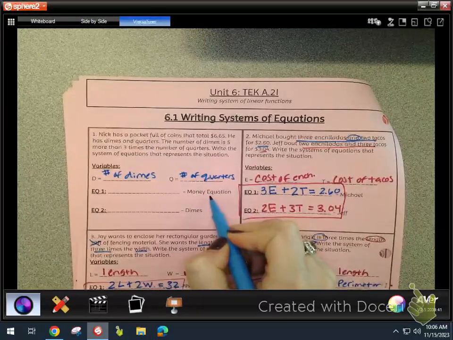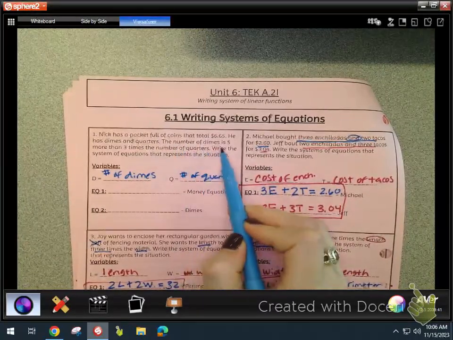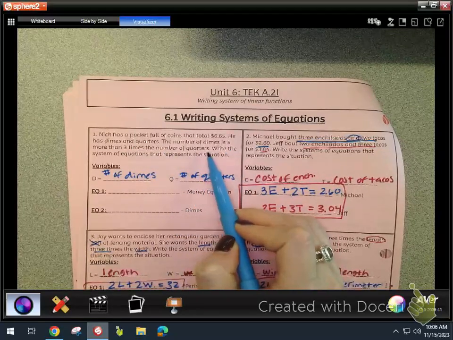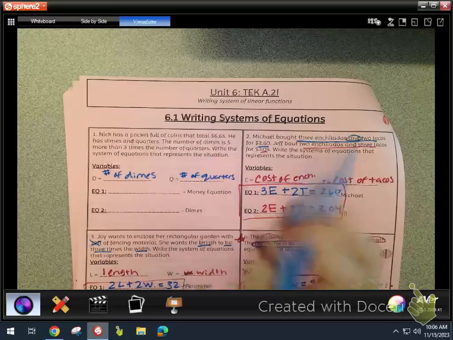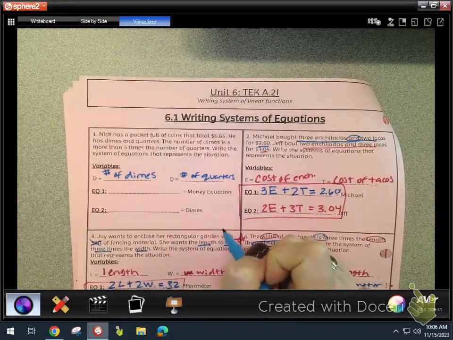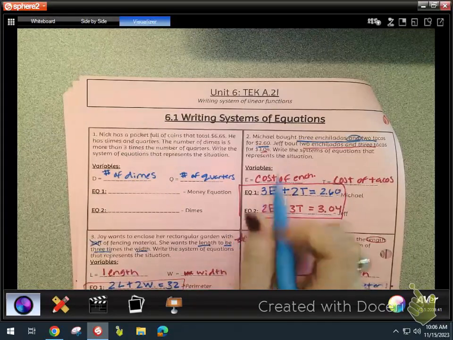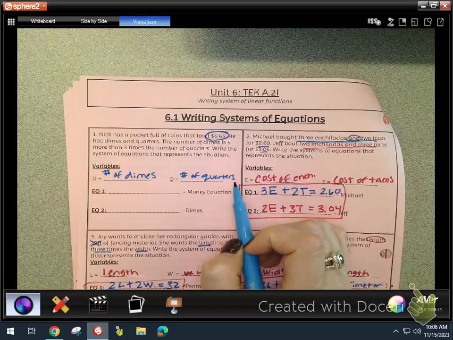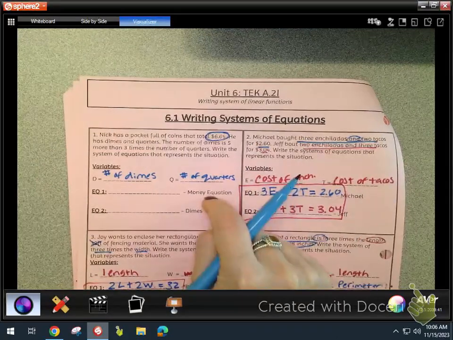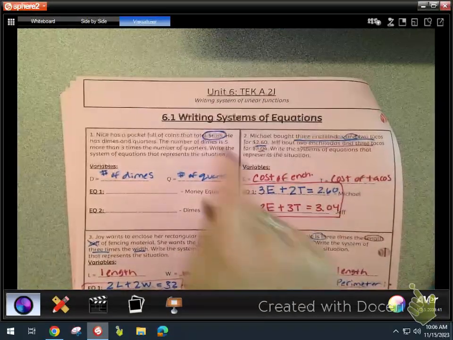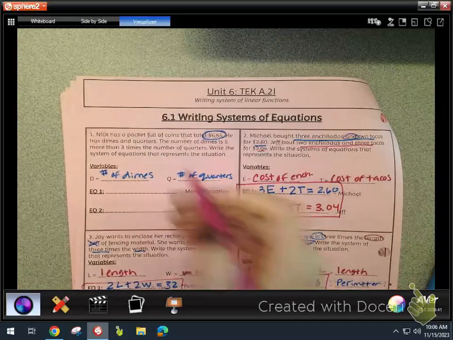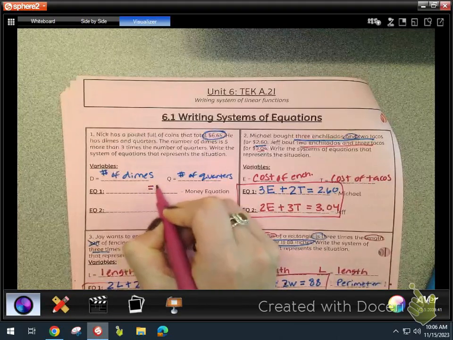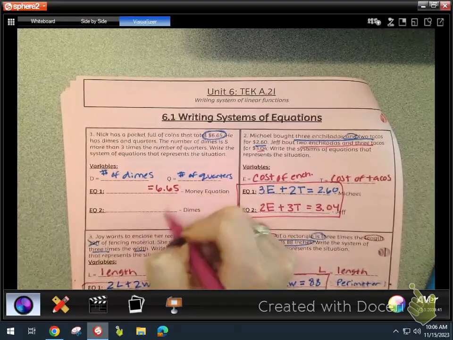Let's finish reading it. The number of dimes is 5 more than 3 times the number of quarters. Whew, that's going to be tough. Write the system that represents this situation. When I look at my units here, I've got a money value unit. Let's talk about that equation. Money value, money equation. He has a total of $6.65. So what do I need to put at the end of my money equation? Equals $6.65. Now it's money.